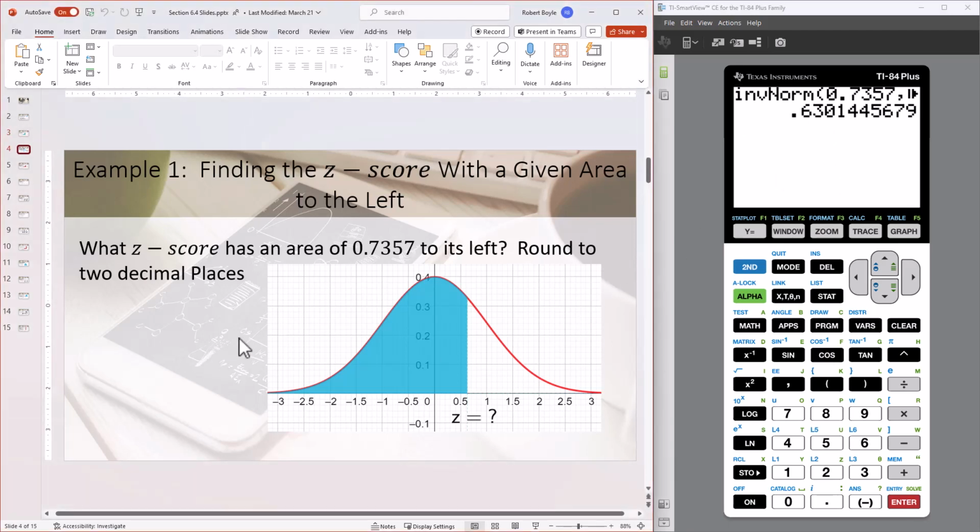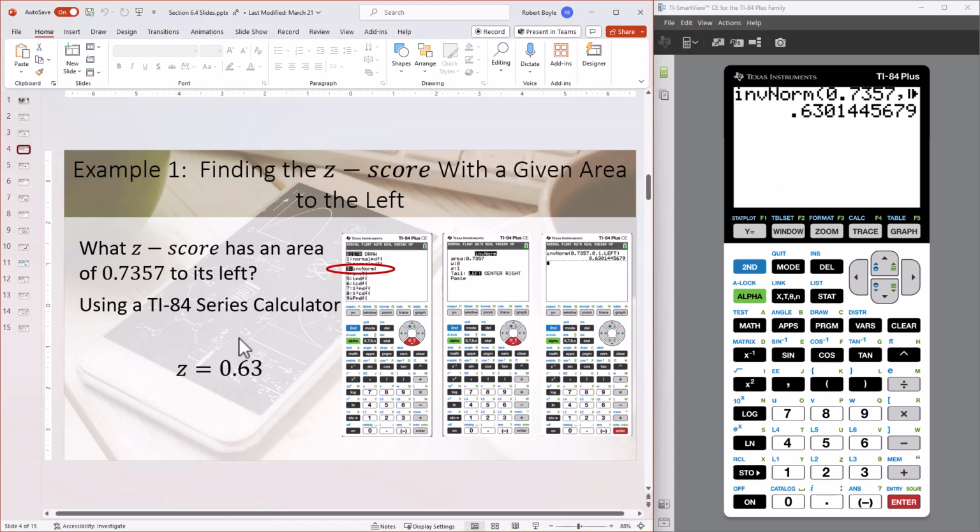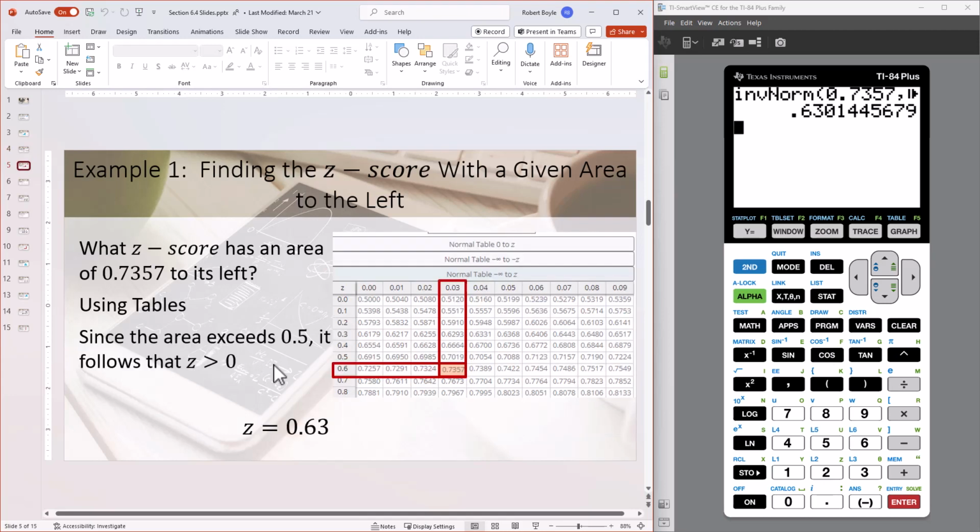Let's see if the next slide agrees with that. And it does. It gives us a z of 0.63, or more precisely 0.6301. And since we're dealing with z-scores, most of our z-scores have a precision of 2 decimal places, so 0.63 is perfectly fine. Now you can also figure that out using the tables in Hawks.